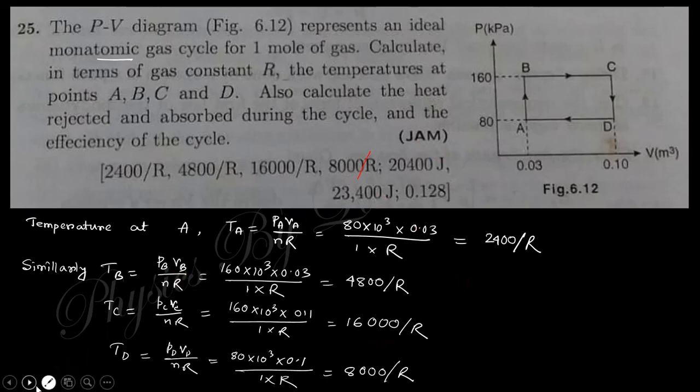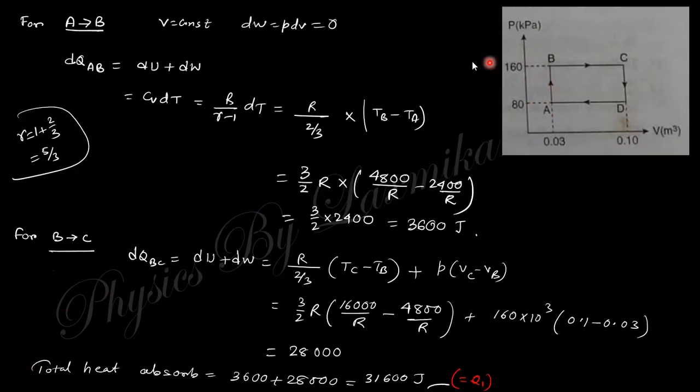Clear? That's it. Next portion says also calculate the heat rejected and absorbed during the cycle and the efficiency of the cycle. So for each process we take into account the heat. For this one, the work done equals 0. This is because there is no volume change. So this part is 0, only Cv dT, and Cv is R by (gamma minus 1) dT. So R by (gamma minus 1), gamma is 5 by 3. So gamma minus 1 equals 2 by 3. That is 3 by 2 R. Cv equals 3 by 2 R here.